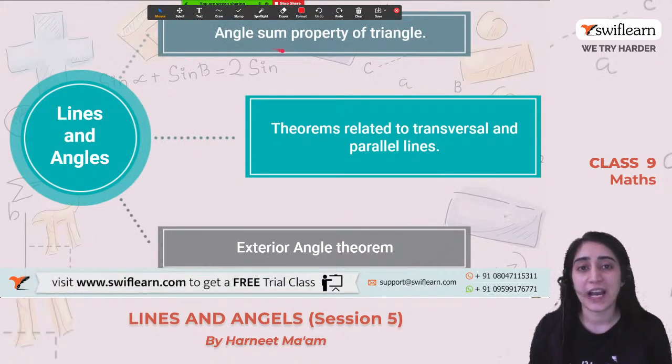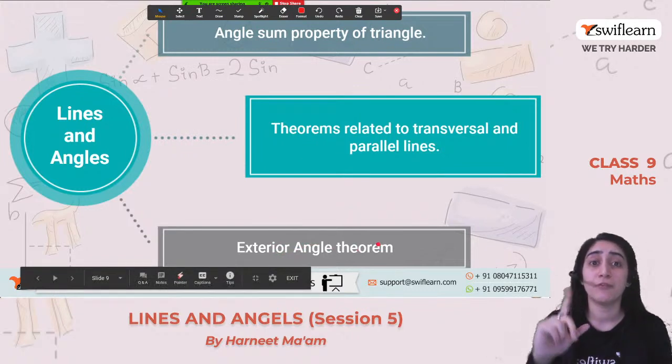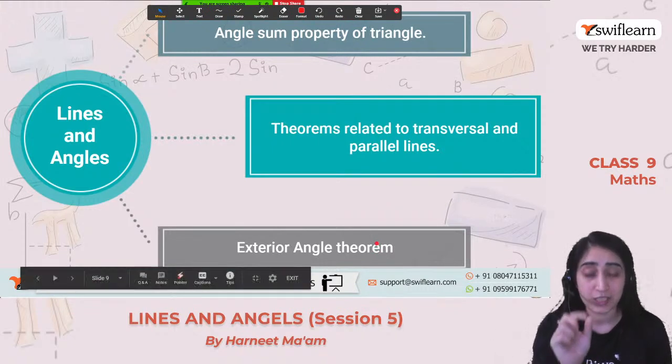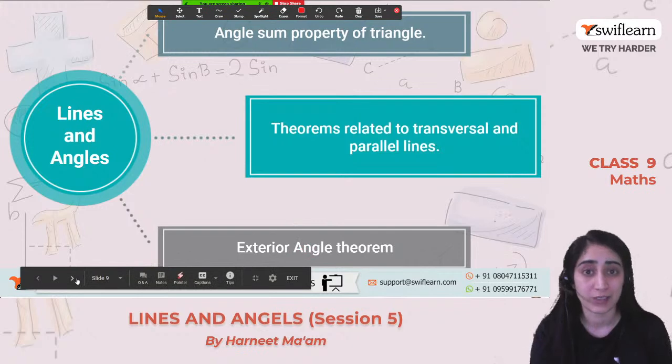We have also studied the angle sum property of a triangle. That says that the sum of all the angles inside a triangle will be equal to 360 degrees, right? Yes. We have also studied the theorems related to transversal and parallel lines in the previous session. So kindly go and see that if you don't know which theorems we are talking about. And the external angle theorem: if a side of a triangle is extended, the external angle formed at that point will be equal to the sum of the opposite interior angles of that triangle, right? So just go through that external angle theorem as well.